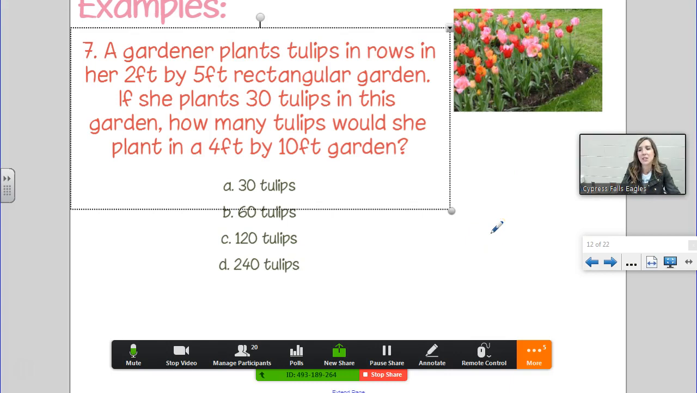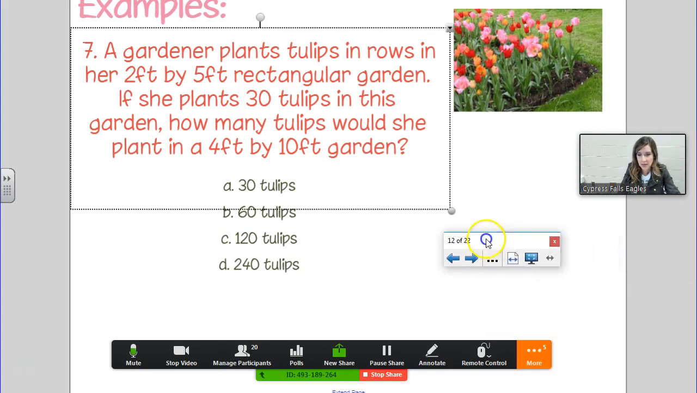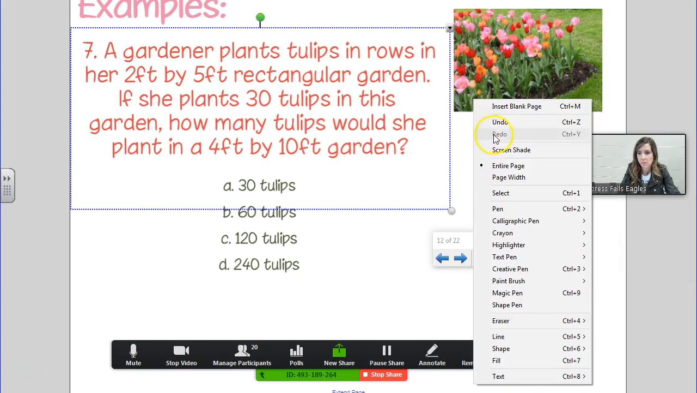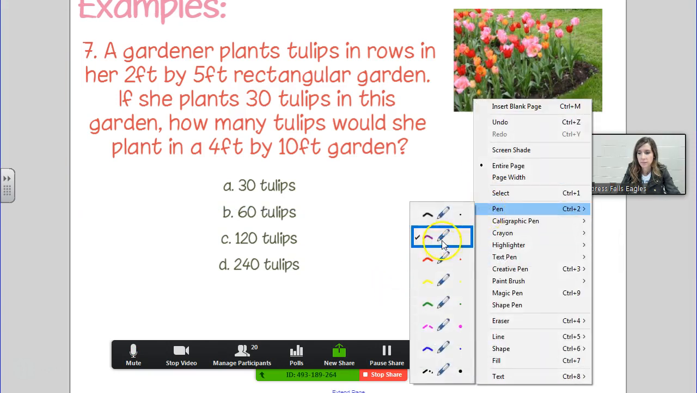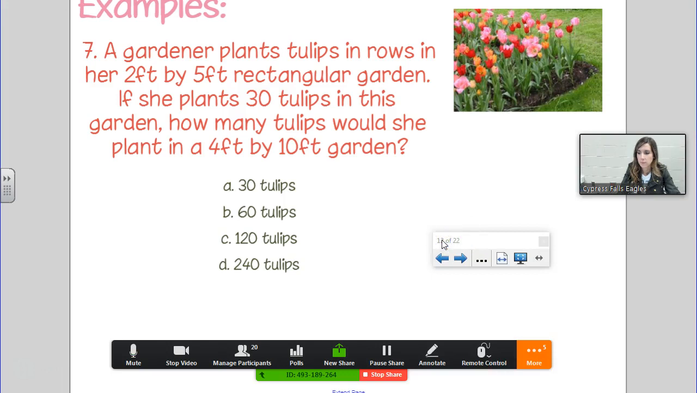A gardener plants tulips in rows in her 2-foot by 5-foot rectangular garden. If she plants 30 tulips in the garden, how many tulips would she plant in a 4-foot by 10-foot garden? Don't answer, just read and decide. Chisholm, what happened to the dimensions of her garden? What did she do to the dimensions of her garden?